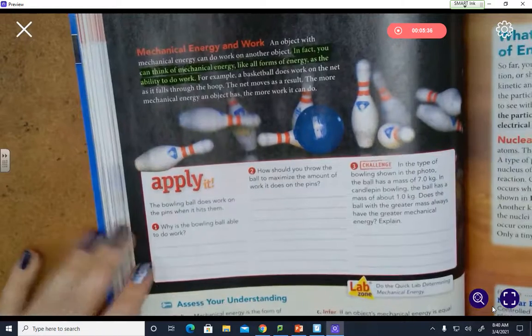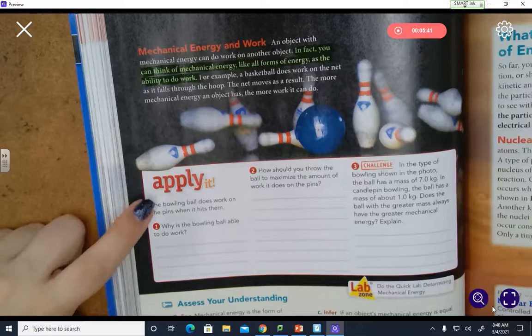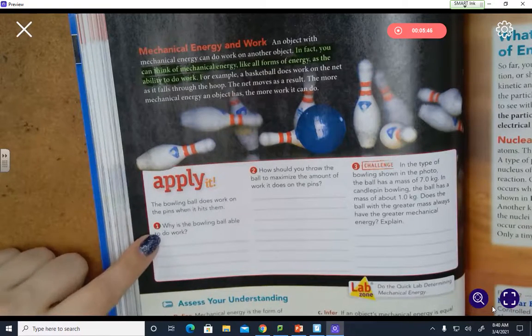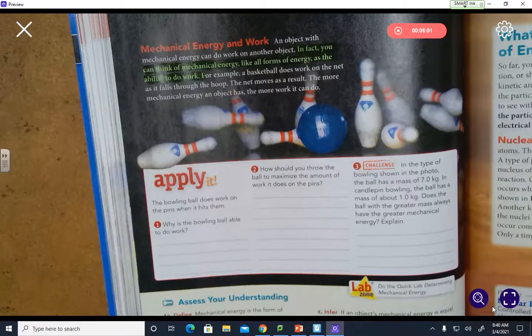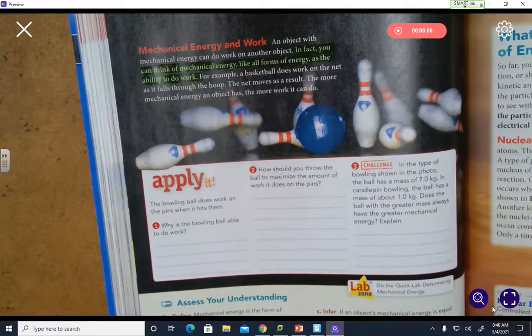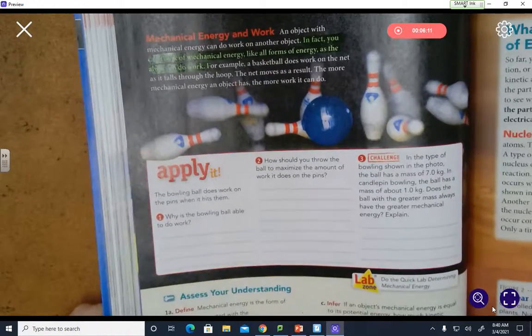I want you to try the apply it. The bowling ball does work on the pins when it hits them. Why is the bowling ball able to do work? Number 2, how should you throw the ball to maximize the amount of work it does on the pins? And then you can skip this challenge question. So pause the video, answer those questions, and then unpause it and continue on.